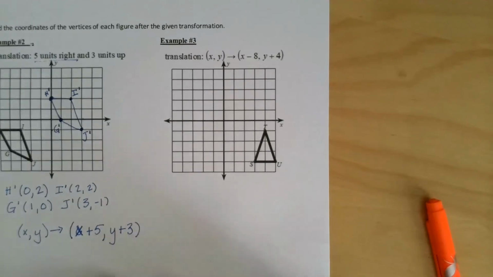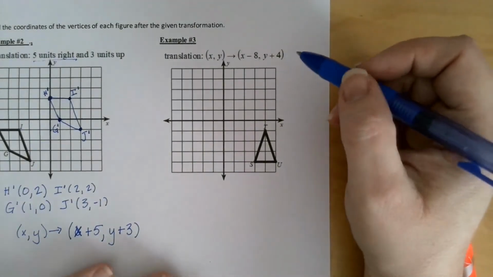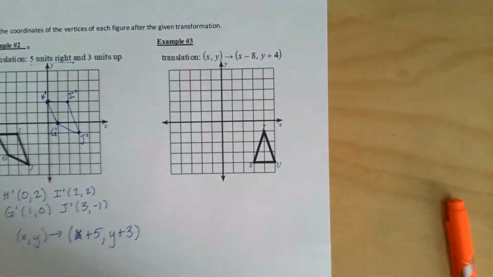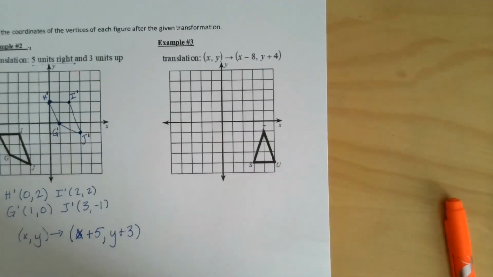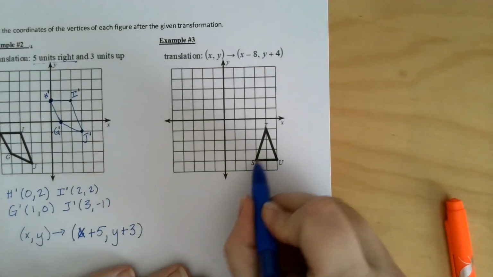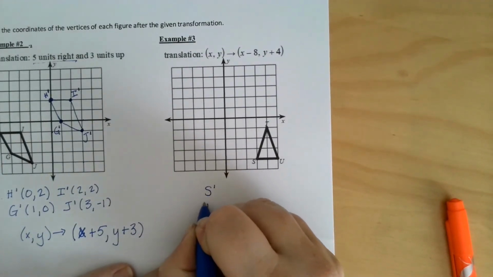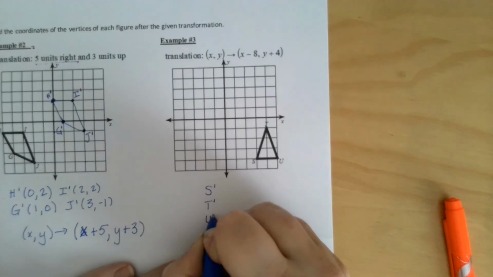All right, example 3. Here is my translation. They're giving it to me in that coordinate notation. I need to find the coordinates of the vertices. So I have triangle STU. So I'm going to be looking for S prime, T prime, and U prime.